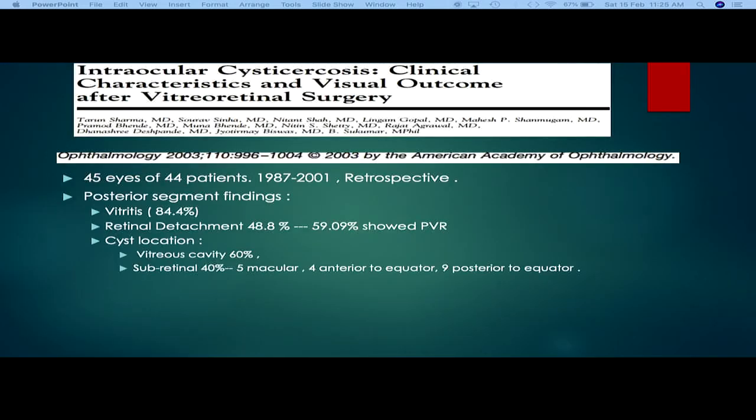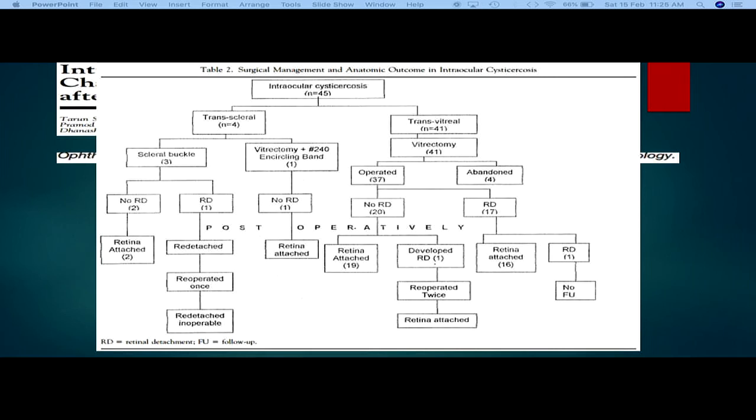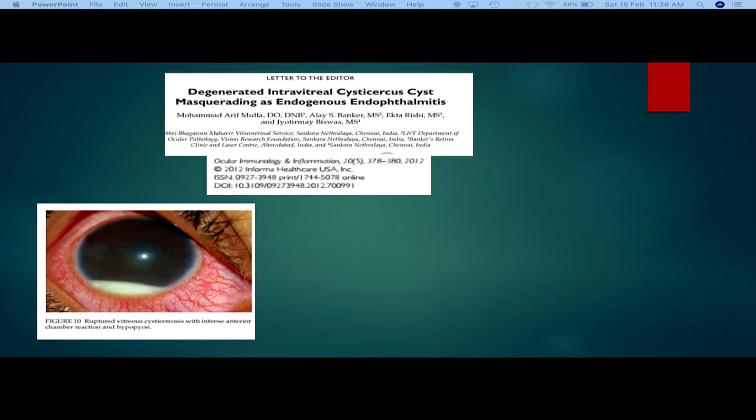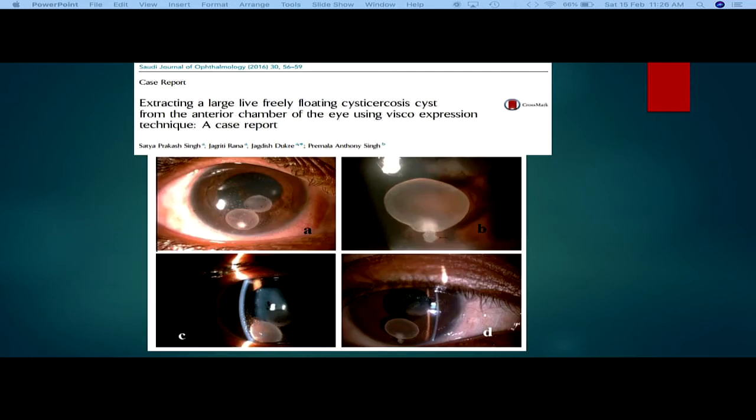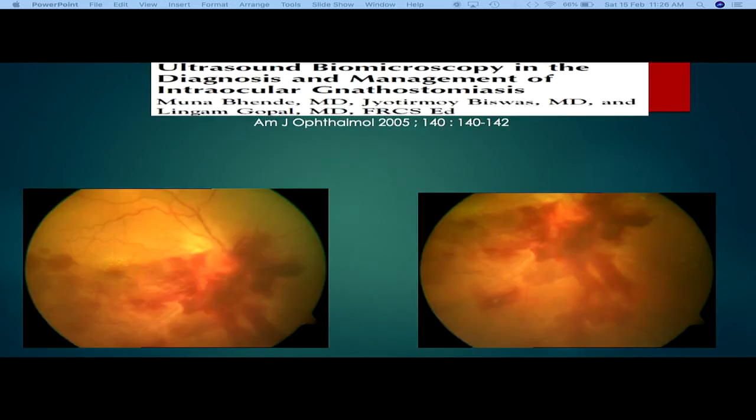So we had a large series which showed that we can have two approaches. One is transscleral and the other one is transvitreal, and both are effective depending upon the situation. And often these worms can present like an endophthalmitis-like picture. Sometimes they're in the anterior chamber and they have to be removed. And a lot of variability in the presentations.